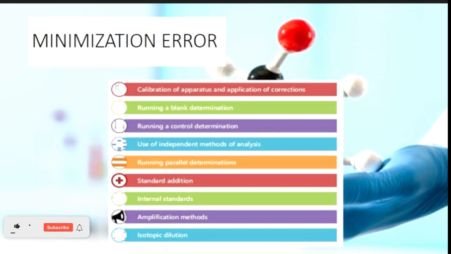Next, running parallel determinations. This fifth point serves as a check on the result of a single determination and indicates only the precision of the analysis. By taking the concordant values, we can analyze this. I have already told you about the precision and accuracy of the value, right? This can be done to correct the error. This is the fifth point.